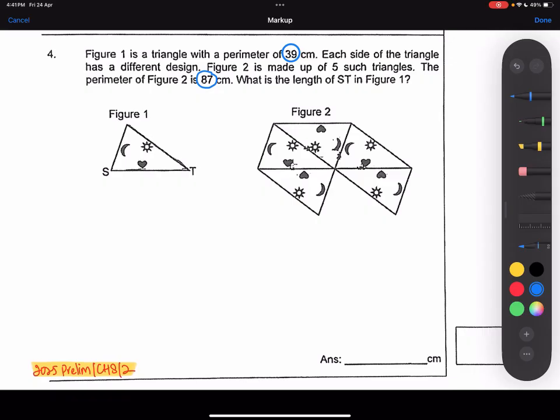Now let's name the side of the triangle. Let's call this A, it's B, is C. Alright, so the side of the star is B, side of the moon is A, star is B, moon A, B, and this is C. Now we know the perimeter of Figure 1, which is A plus B plus C, is 39.